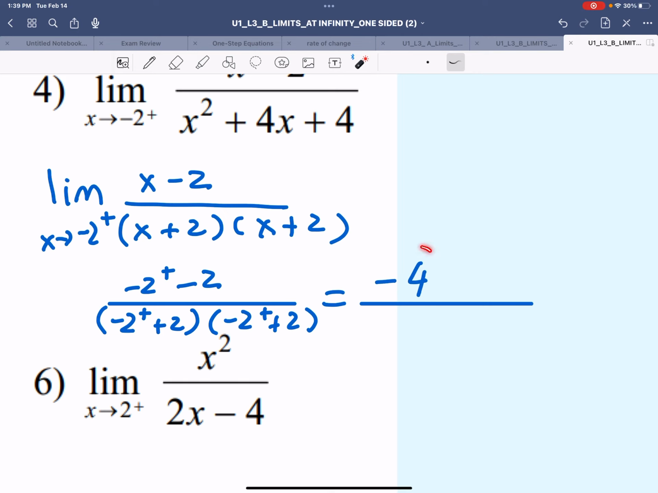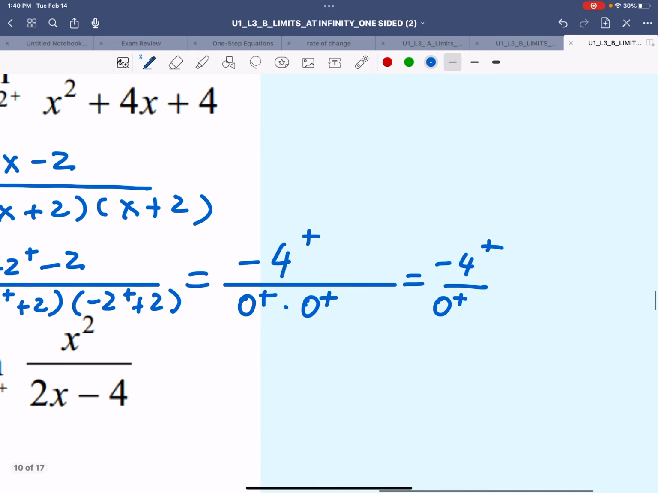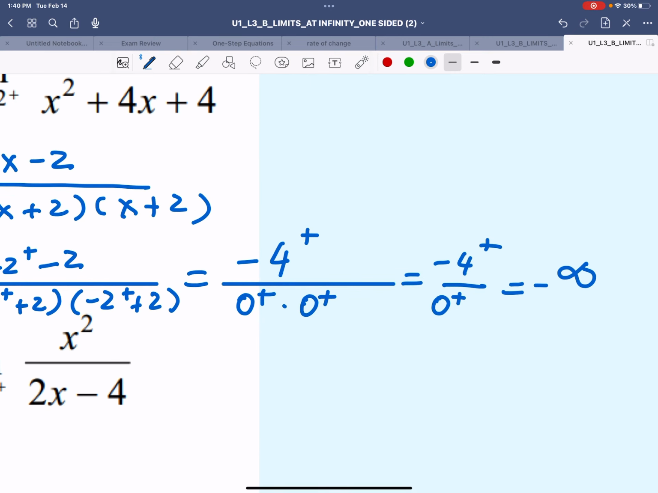But what matters the most is that we have a negative constant number here. So negative 2 from the right is negative 1.999, which means minus 2 gives negative 3.999. So that will make it negative 4 plus. And down here we'll have the negative 1.999 plus 2, which is a 0 plus. So we have a 0 plus multiplying 0 plus. And a negative 4 divided by 0 plus will give negative infinity.